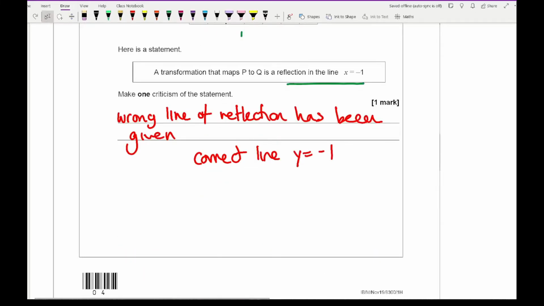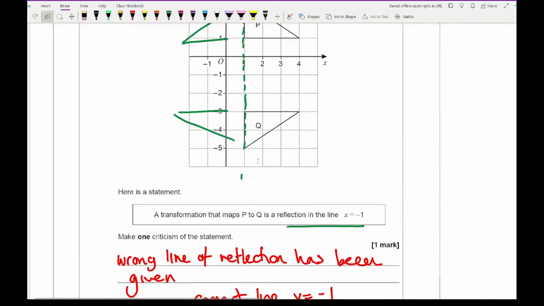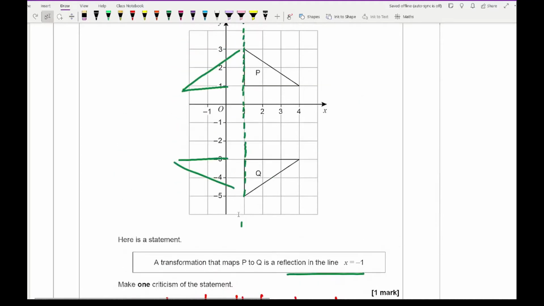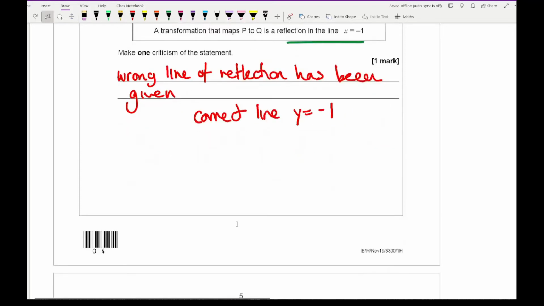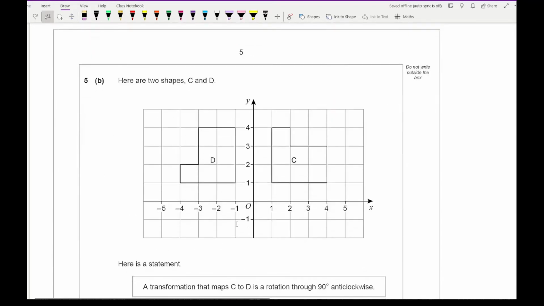And you can also go about giving correct coordinates of where the reflection line should be, where the coordinates should be, or where this x equals 1 gives you the incorrect values of where it could be. So anything along, there's lots of scope of getting the 1 mark for that particular question.